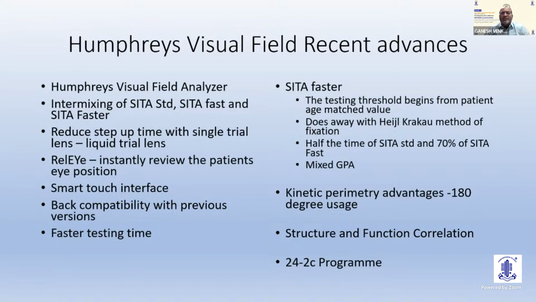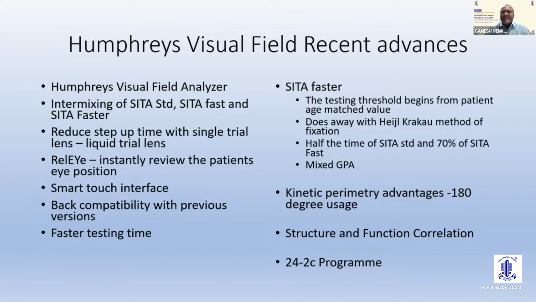Now, SITA Faster is the newer testing strategy, and this begins with the patient. Traditionally, it would start testing at the 4 cardinal points from 25 decibels. But now the test starts with the age-matched patient's threshold value. Supposing the test has to start from 32, which is the age-matched threshold value of the cardinal points of that particular patient, this test will start at 32. It won't start at 25. If it starts at 25, it will take a long time to go up to 32 because the patient is better than 25 decibels. And it does away with the Heijl-Krakau method of fixation.